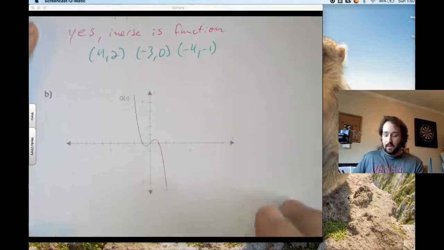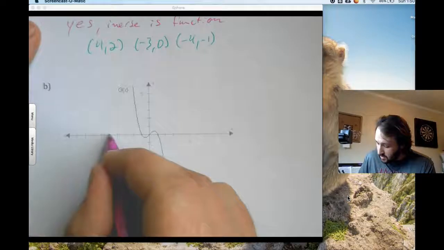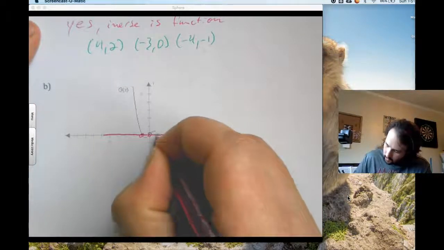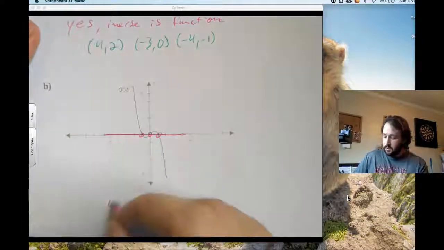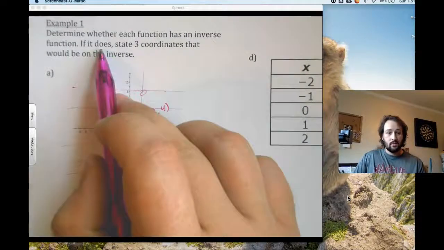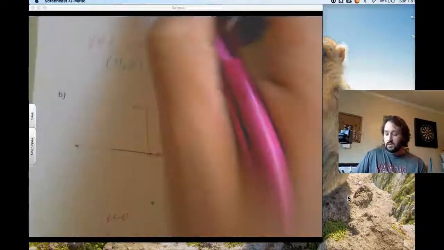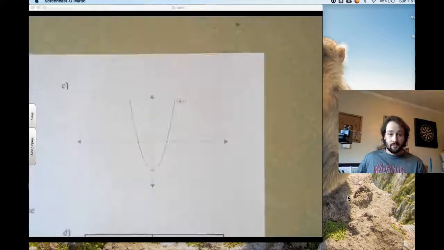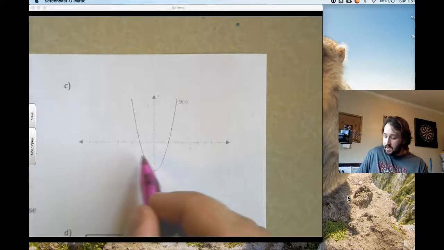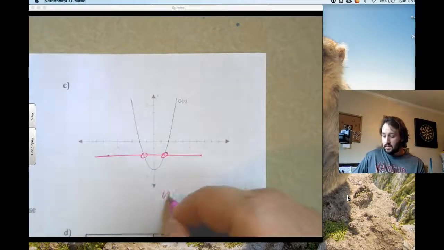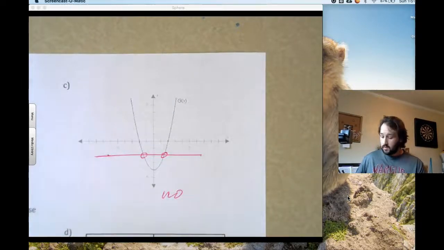So with B here, thinking about the horizontal line test, if I run a horizontal line right there, it touches at 1, 2, 3 separate coordinates. So no, the inverse is not a function. If it passes the horizontal line test, then state three coordinates. So since it's not an inverse function, there's no coordinates to state. That's it. Can't do anything else. Looking at part C, we have something that also does not pass the horizontal line test. So this one is not an inverse function. So you can say no and move on with your life.